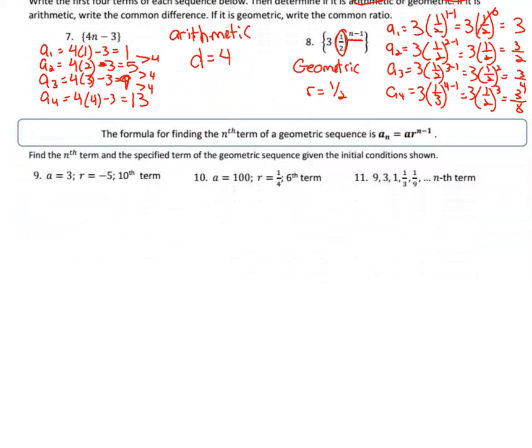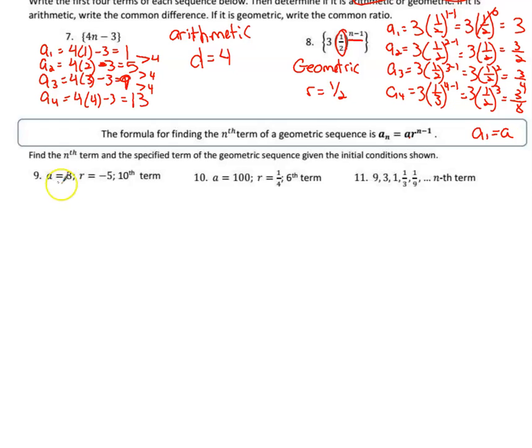Okay, let's move on. Well, to find any term in a geometric sequence, there is a formula for that. And that formula says, to find the nth term, you take the first term, that's a sub 1, they just call it a for some reason. And then we take and multiply that by the ratio to the n minus 1 power.